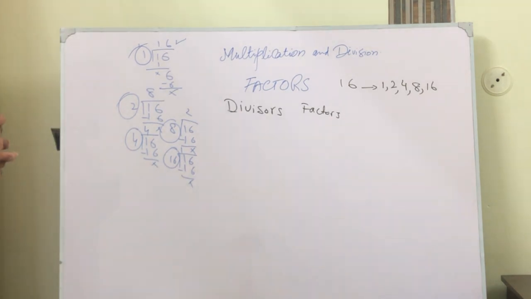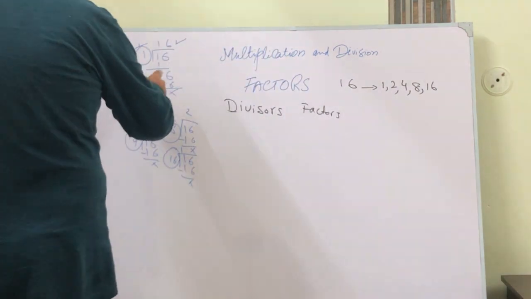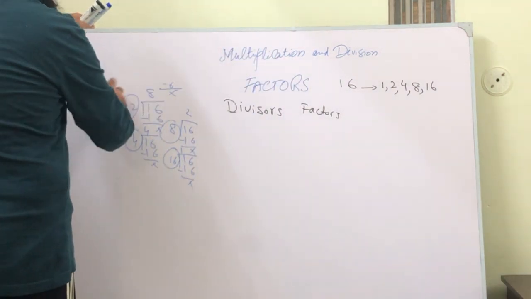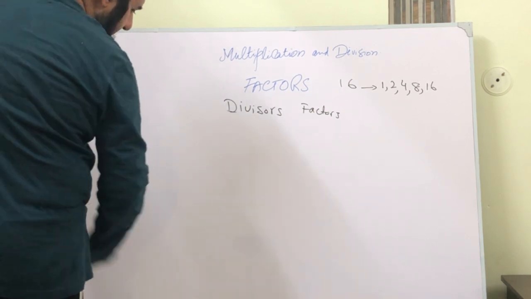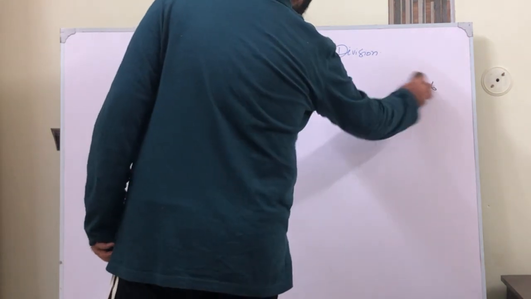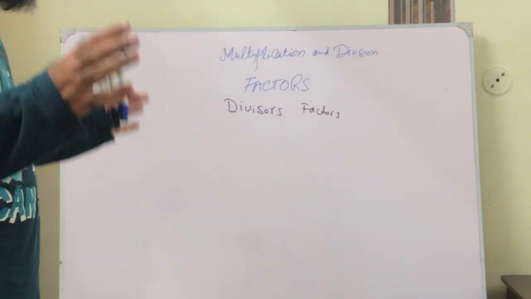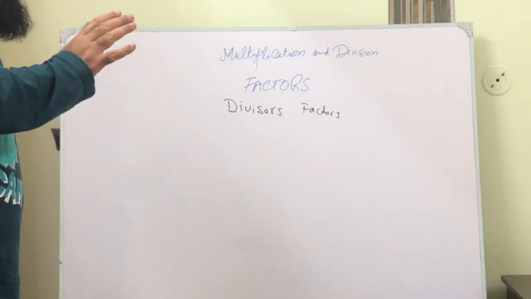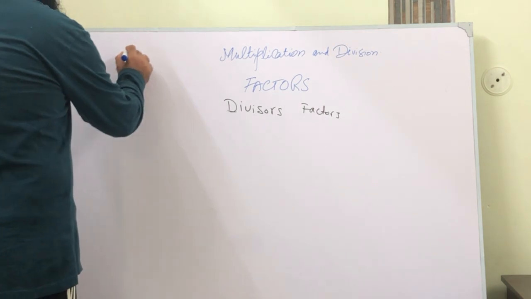When we are talking about division, you must know the tables of 2, 3, 4, 5, 6, 7, 8, 9, 10, so that you can do the division and multiplication. For both division and multiplication, you need to remember the tables. So you should know the tables very well.